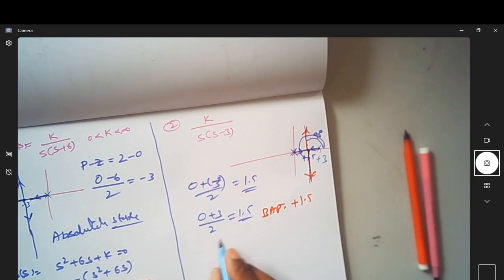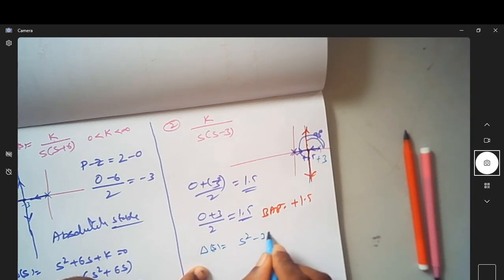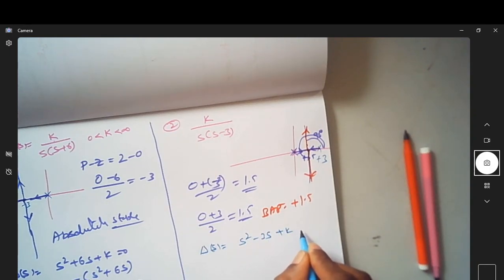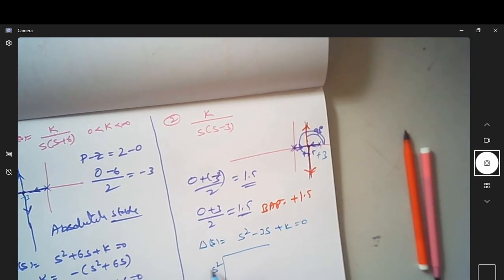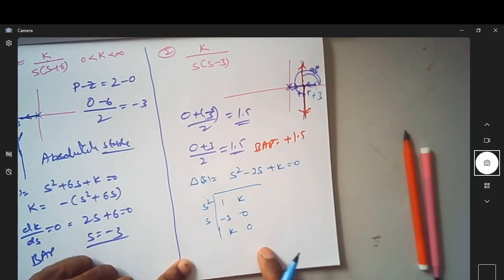That you can confirm here also, because delta of s you can write as s square minus 3s plus k equal to 0. Then what happens to your Routh array? s square: 1, k. s: minus 3, 0. s to the 0: k, 0. Is this not your Routh array?